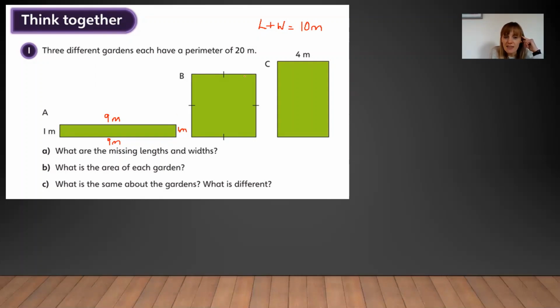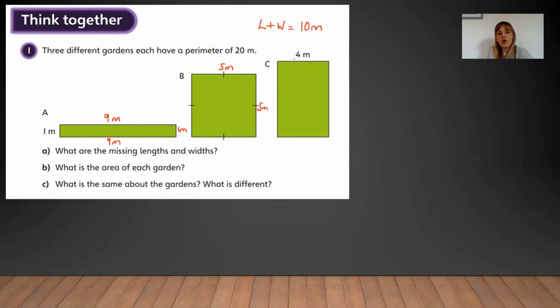Now for B, this is a square, so all the lengths are going to be the same. So what do I have to do in this case? Well, I just need to think, well, 20 is the perimeter all the way around. So I just have to divide that by 4 because there's 4 lengths the same. So these must all be 5 metres.